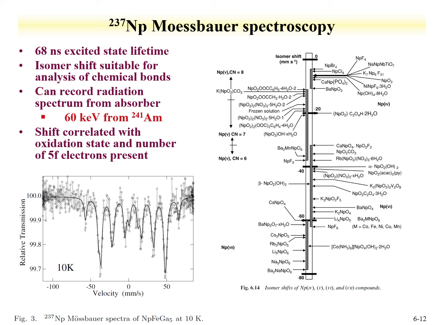And then here's an actual example of some data, some Moessbauer spectroscopy for this neptunium iron gallium compound that was recorded at 10K, and the relative transmission goes from 100 to 99.7%. And here's an example of the data.